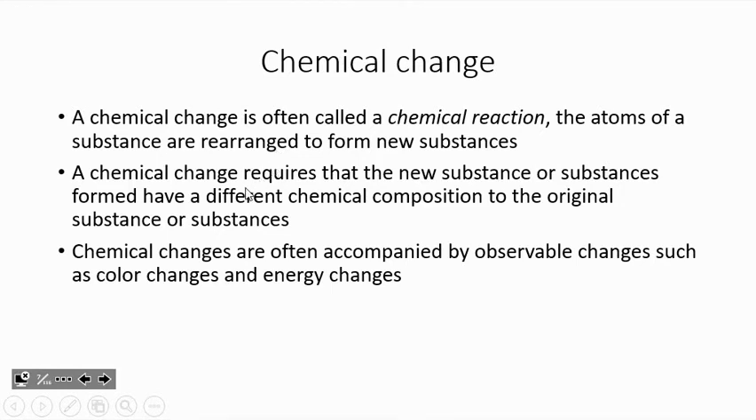Chemical change then requires that the new state or substances formed have a different chemical composition. And chemical changes are often accompanied by observable changes such as color changes, odor, gas production, energy changes, fire, light being given off, heat. So heat either gained or lost. So there's a lot of indicators of chemical change that we're able to see.